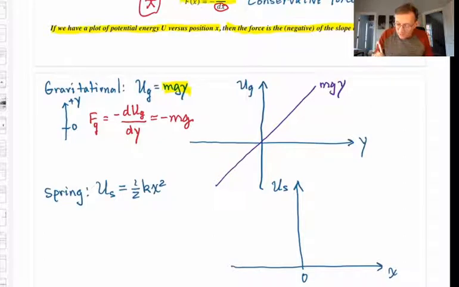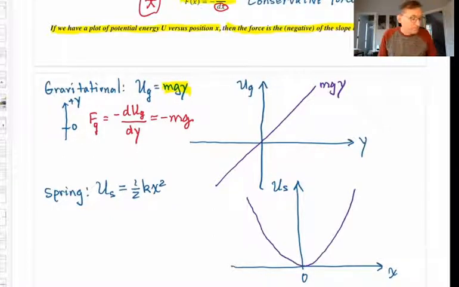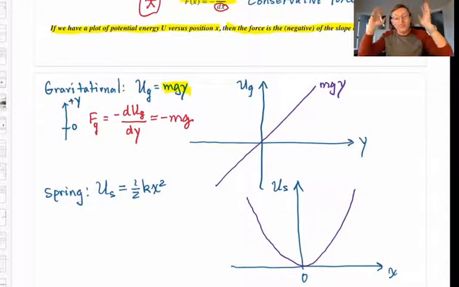So now, of course, that plot, 1/2 kx squared with 1/2 and k constant, is just a parabola with its minimum at the origin opening up. Like that. It's my sketch of it anyways. That's the potential energy curve for the spring case. It's a parabola with the minimum at the origin, opening up.